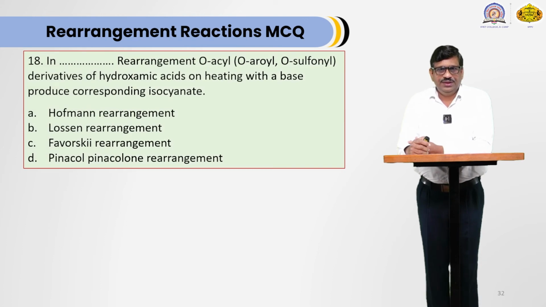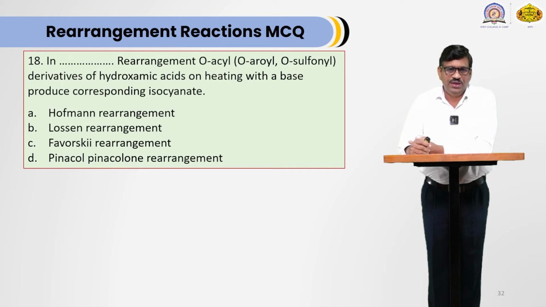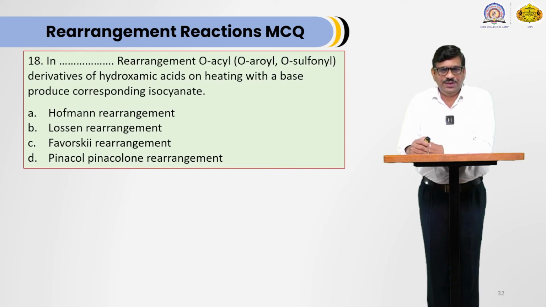Question number 18. In dash dash rearrangement, an orthoacyl derivative of hydroxamic acid on heating with base produces the corresponding isocyanate. In Hofmann rearrangement, amide is the starting material. In Favorskii, alpha haloketone is the starting material. In pinacol rearrangement, 1,2-diol is the starting material. That's why the only option remaining is Lossen rearrangement.